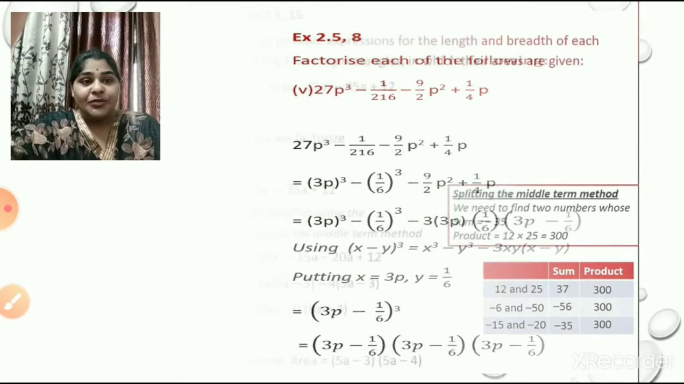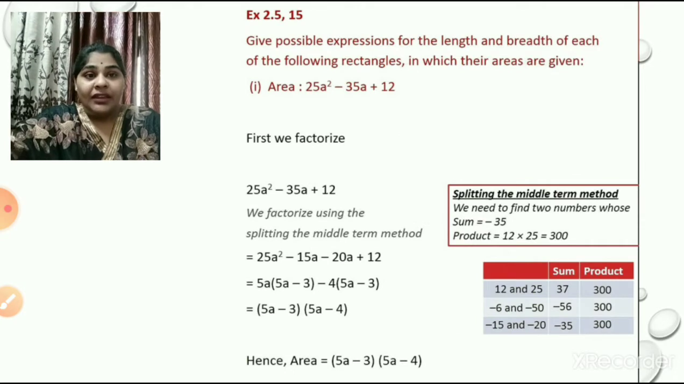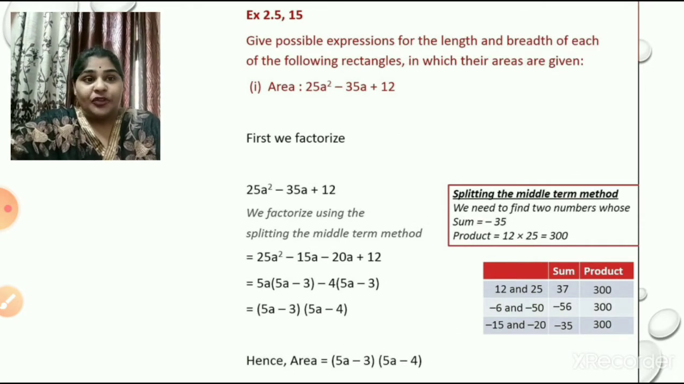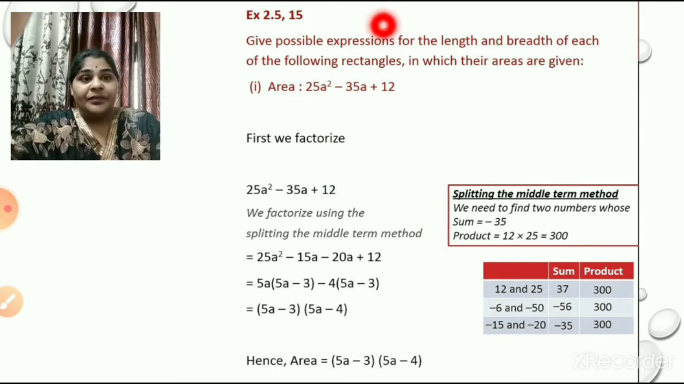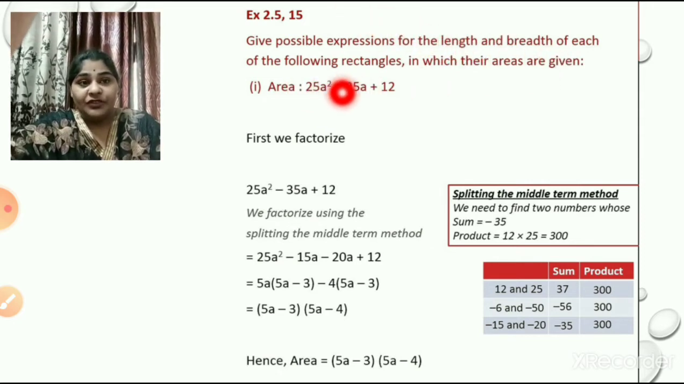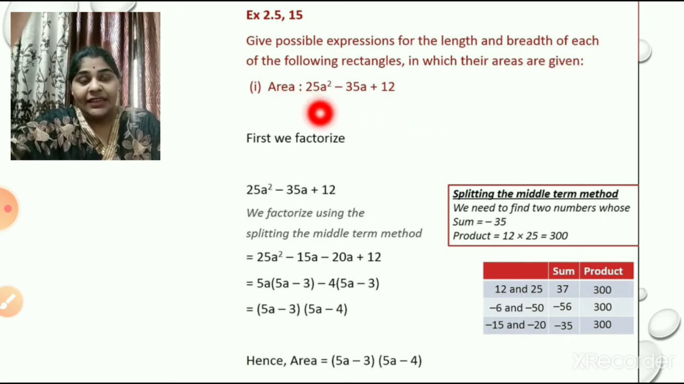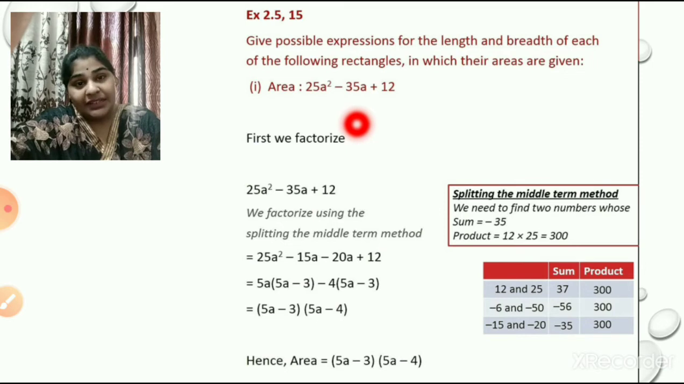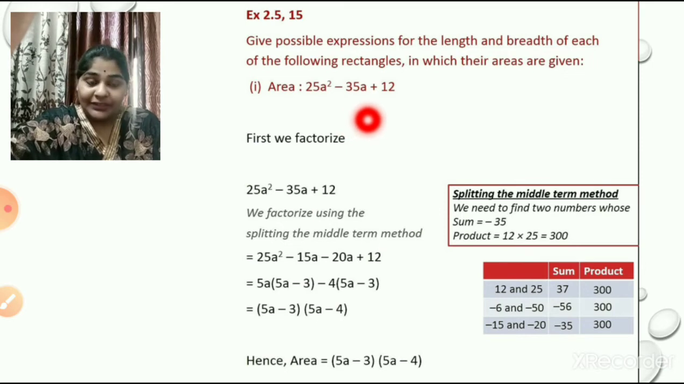So let us proceed. Give possible expressions for the length. Now these are the application based sums, children. Length and breadth of each of the following rectangles in which their areas are given. Now the first one we will see, area is given to you. You have to just factorize and find out the two factors you will get. One will be obviously length and the other one will be breadth, right? So let us see how to factorize.